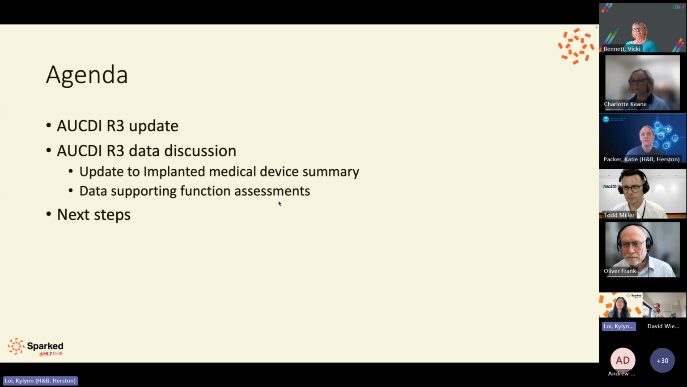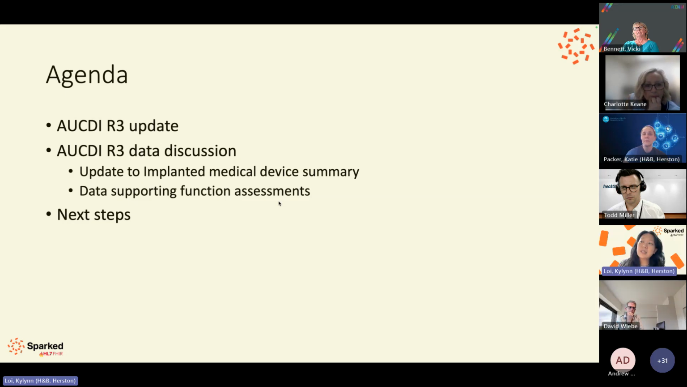So for today's agenda, it will be a really quick update around what we did in the last meeting, and then we'll have a data discussion around our outstanding topics for AUCDI R3. So that is an update to the implanted medical device summary, and then really delving into that functional assessment, so data to support that collection of functional data within a record, and then the next steps.